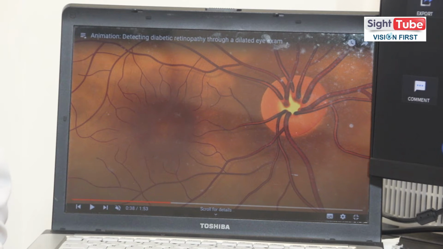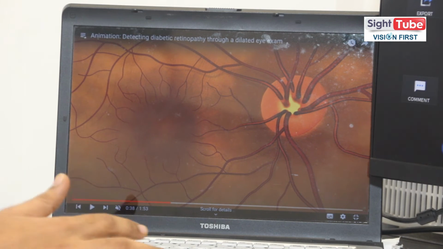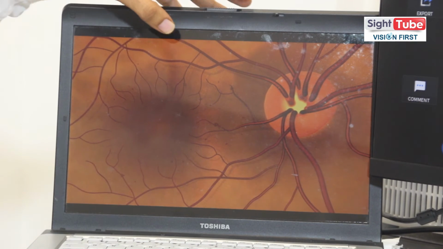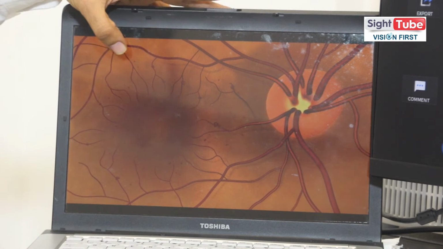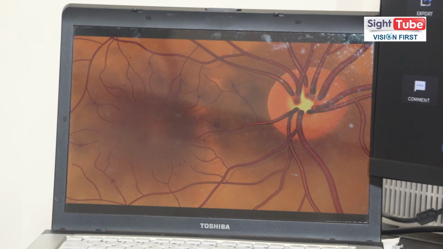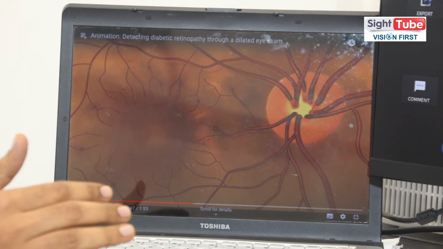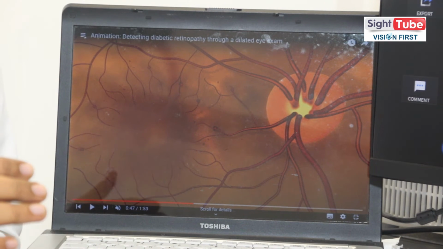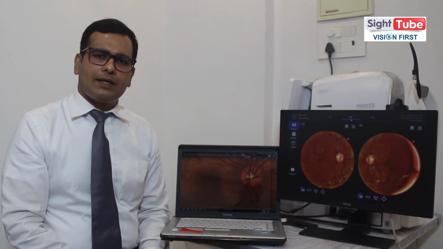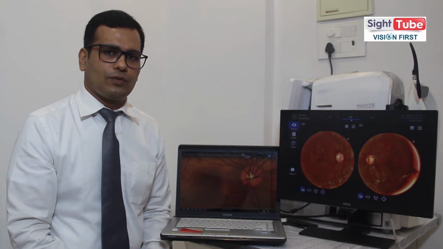Typically, in diabetes mellitus, what happens is reduced blood supply. Because of this reduced blood supply, people in the initial stages start developing red spots in the retina. These are hemorrhages in the retina. Once the blood sugar levels are under control, these may reverse back. Typically, there are 3 stages of diabetic retinopathy which a patient goes through.